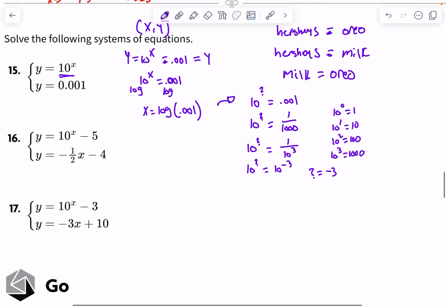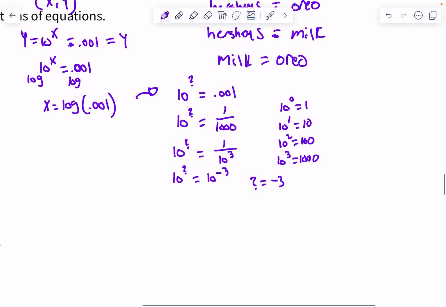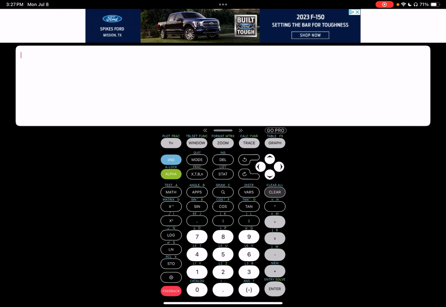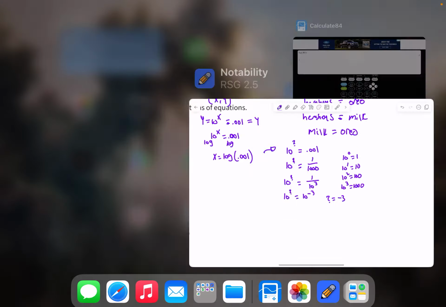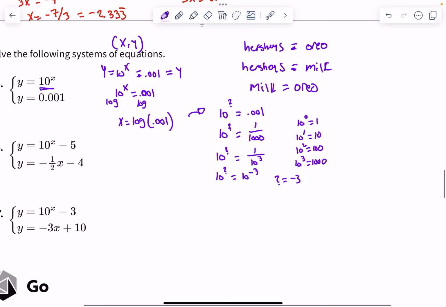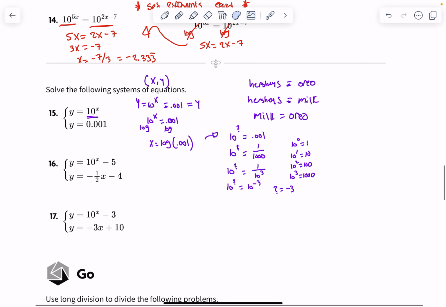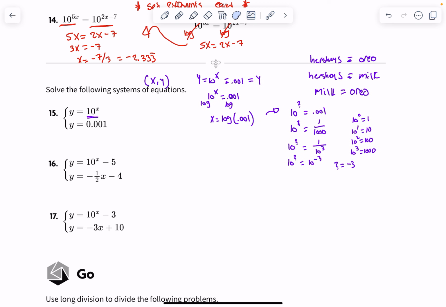Okay, cool. So again, this is some work. This is some thinking. It depends on what we're asking you for. If I gave you a calculator, you can easily plug in log of 0.001, and that's equal to negative 3. Okay. But you should feel comfortable doing both ways, and you should strive to do your best to not have a calculator, for at least some of these parts.